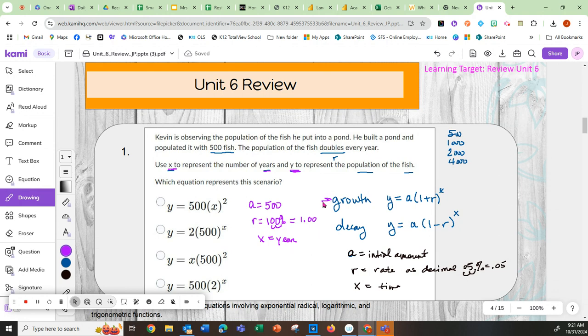So we're going to use this formula, and it's going to be Y, the number of fish, equals the beginning or initial amount of fish, 500, times, we're using the formula here, 1 plus our rate as a decimal. So that's going to be 1 plus 1.00 to the X. And then if we simplify what's in parentheses, we'll get Y equals 500 times 2 to the X. And that's the last choice.